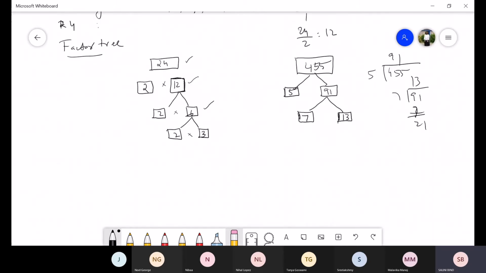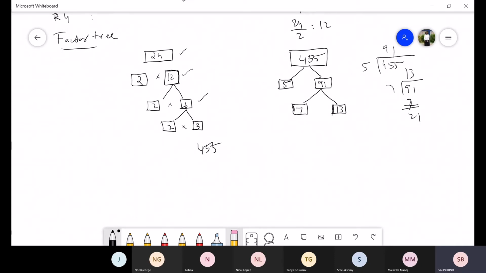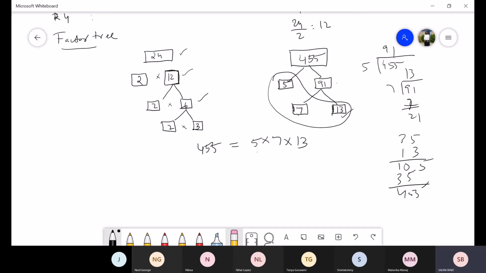So one more thing. I can write 455 as a product of how many numbers? Product of 5 into 7 into 13. Because we can see that 455 divided by 5, I got 91. Again 91 is divided by 7, and when I divide by 7, I got 13. So 5 into 7 is 35, 35 into 13 gives 455. So when you multiply these factors, we will get this number.